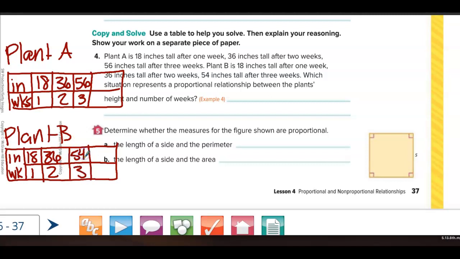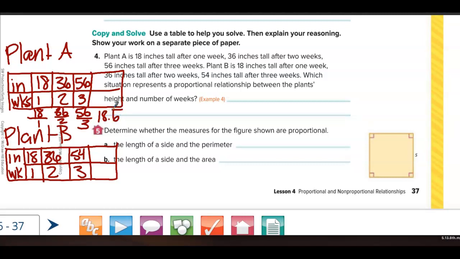So then I would write these as ratios. So 18 over 1, which equals 18 over 1, right? 36 over 2, can that be reduced? By what? 2. So 36 divided by 2 is 18, and 2 divided by 2 is 1. So you still get 18 over 1, and then we have 56 over 3. What can you reduce both by? 3. So what's 56 divided by 3? 18.